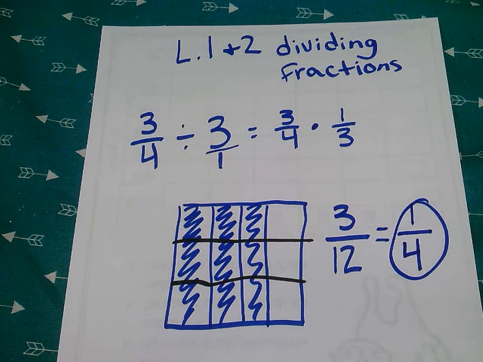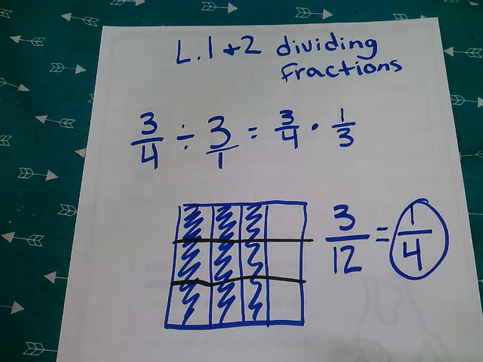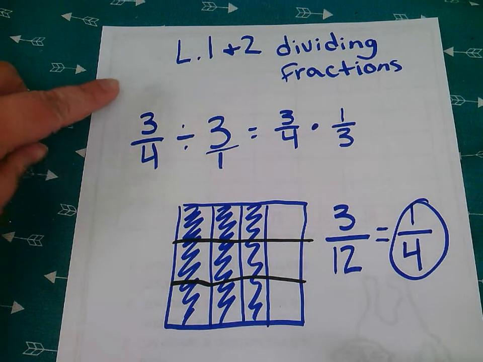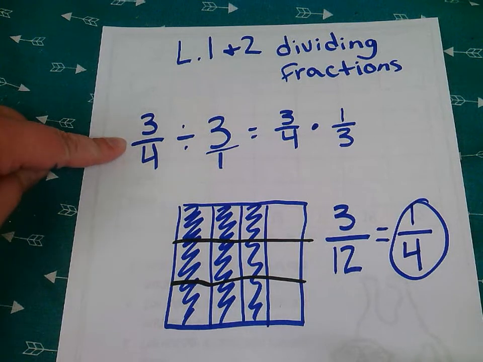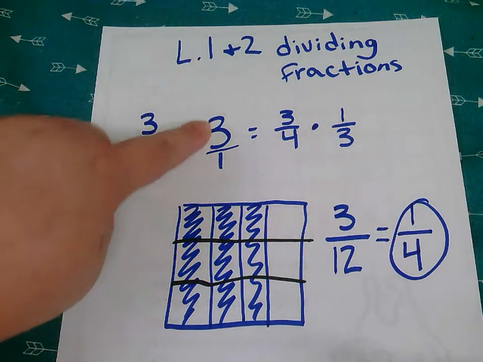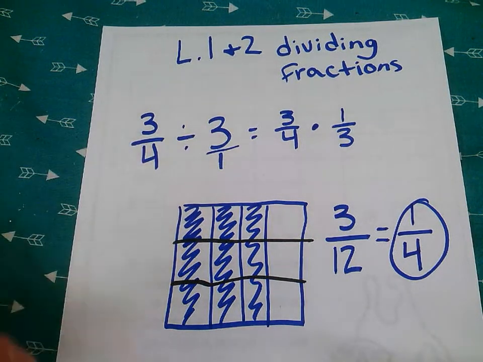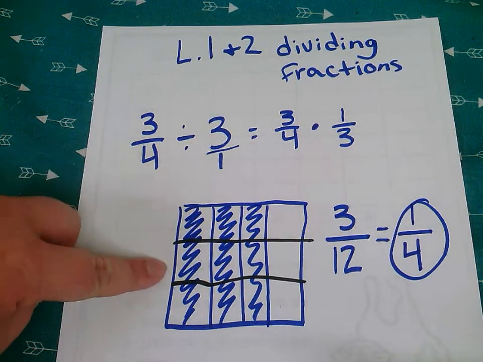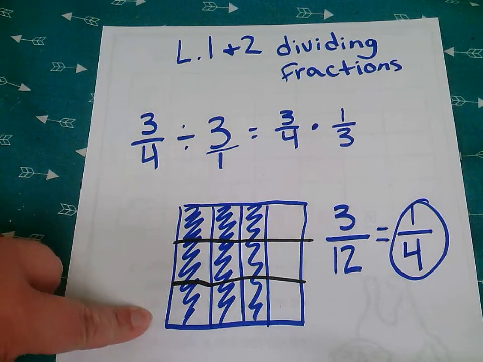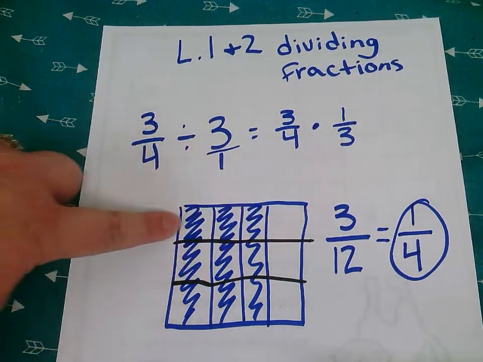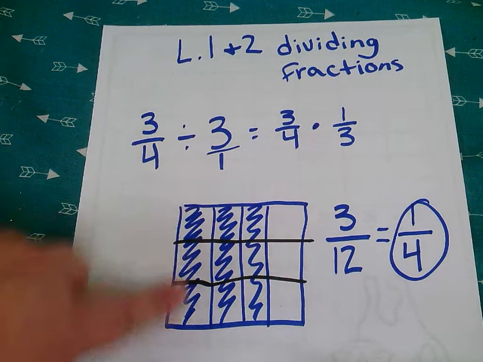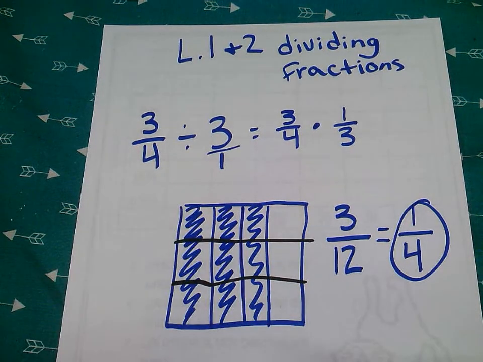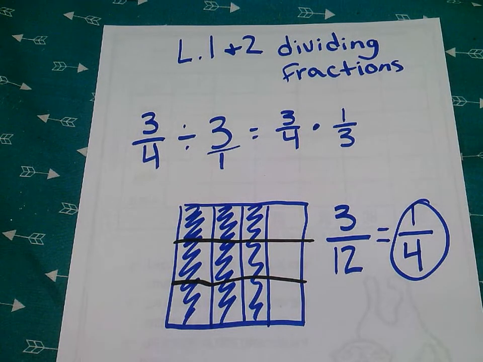Now we talked a lot about this with word problems. So if we had 3/4 of a cup of frosting, and we needed to spread it among 3 desserts, how much would each dessert get? Well, we would see here's 1 dessert, 2 desserts, 3 desserts. So 1 dessert would get 3 out of the 12 pieces total. So that's just another way to think about it.